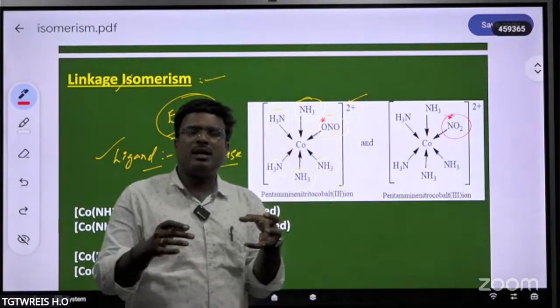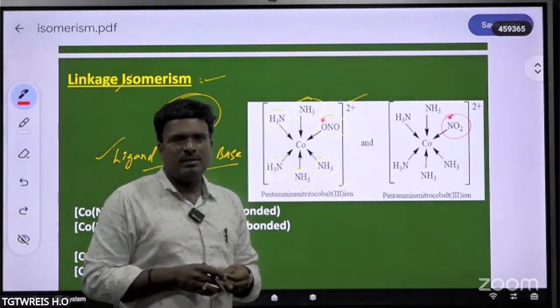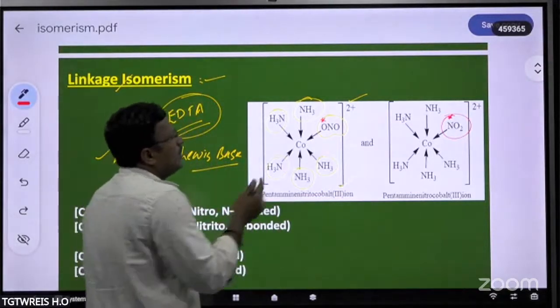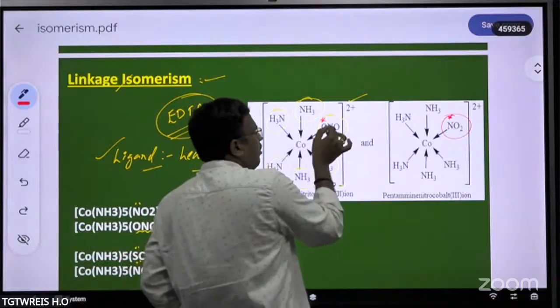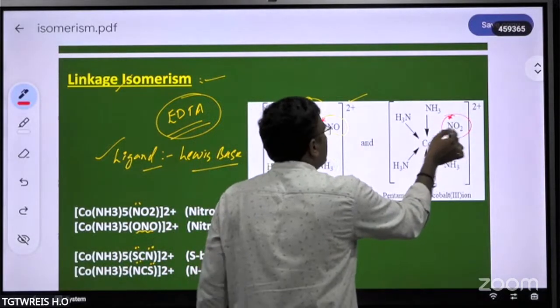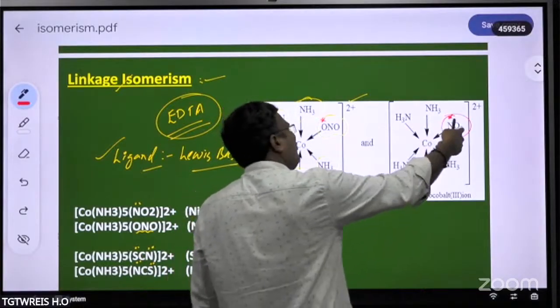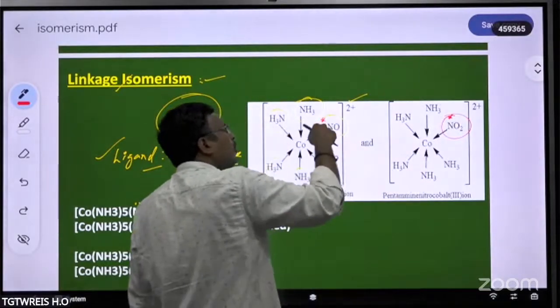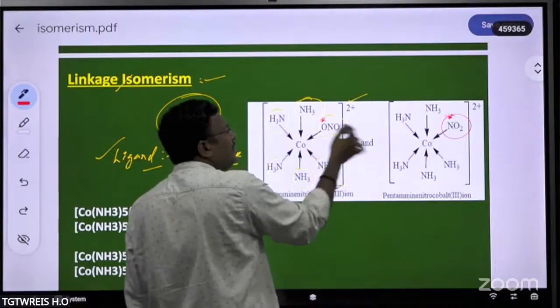This is called a bidentate ligand. What is called a bidentate ligand? Here oxygen is one type of ligand donor, here nitrogen is another type. So the same molecular formula, but within this compound the donor atoms acting as ligands are different.